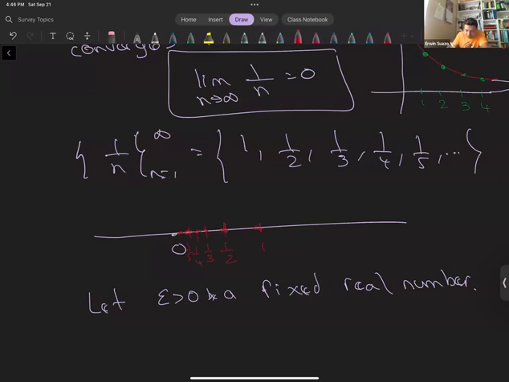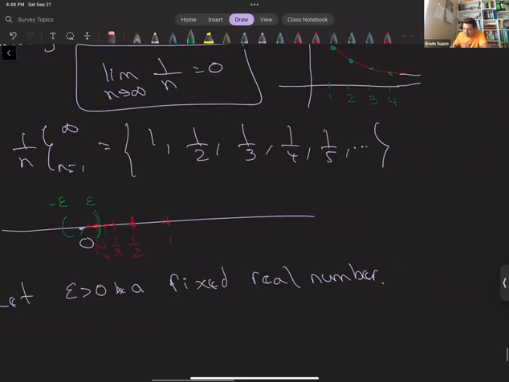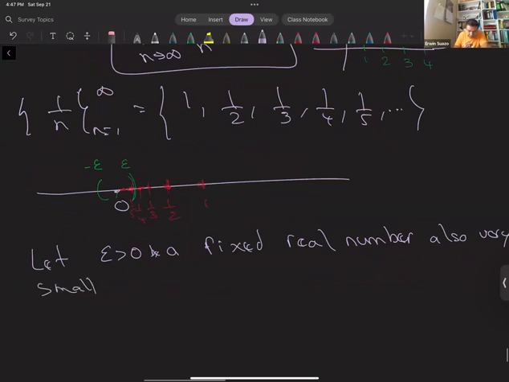Then, let's say epsilon is like this. This is epsilon, and this is minus epsilon. Okay. Let epsilon be a fixed real number, also very small. Because if it's big, obviously all the sequence is bigger than 1, all the sequence is going to be there, right? Okay.